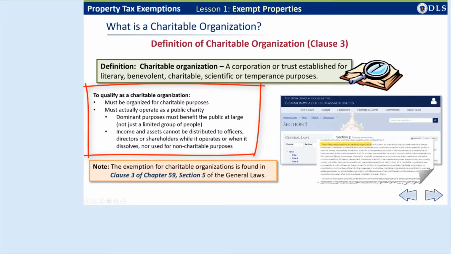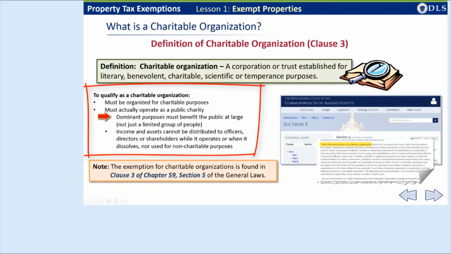A corporation or trust must be organized or created for charitable purposes and must actually operate as a public charity in order to qualify as a charitable organization for property tax exemption purposes. To operate as a public charity means the actual work done by the organization must be consistent with its stated charitable purposes. The work must benefit a sufficiently large or indefinite class such that society at large benefits, not just a limited group of people.